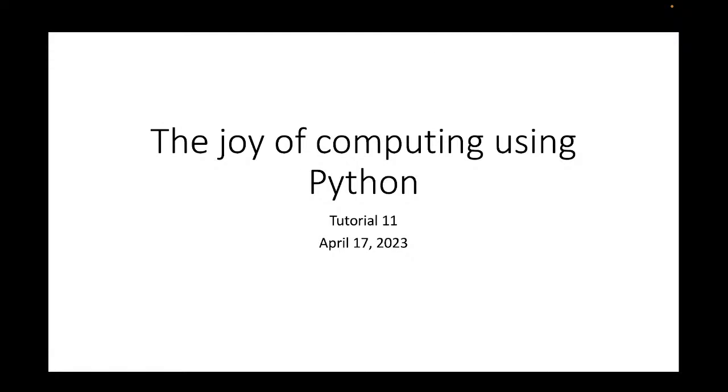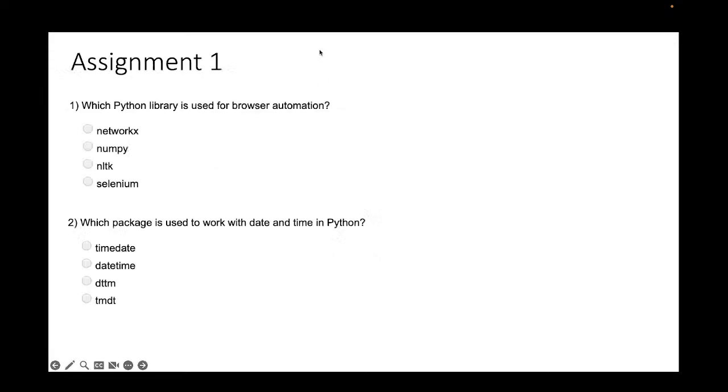So, week 11 of the course is mainly on browser automation and the calendar library of Python. As usual, we'll start with some quiz questions, and we'll follow that with some programming assignments. The first question asks which Python library is used for browser automation. Please post your answers in the chat box. Once I know enough students have posted answers, I'll move on to the next question.